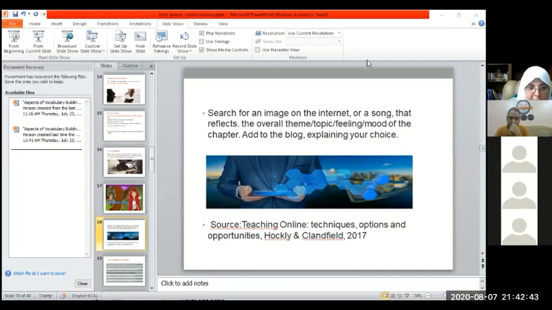Okay, Shayma, yes, you can use this as a predicting activity in the pre-reading stage. Yes, yes, you can do that.